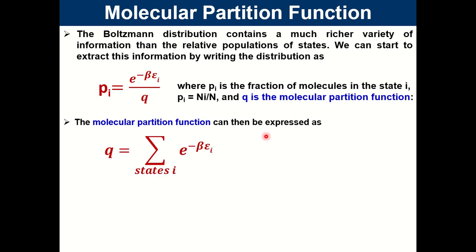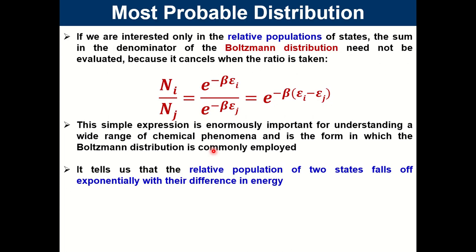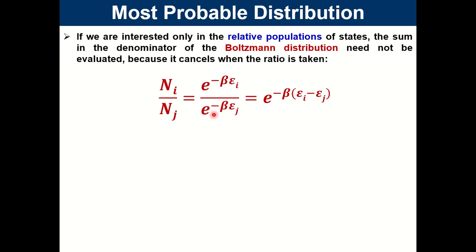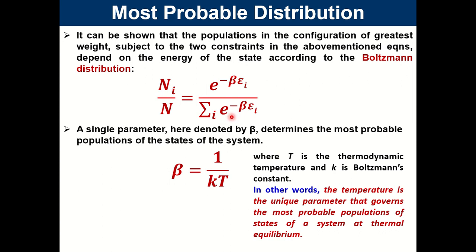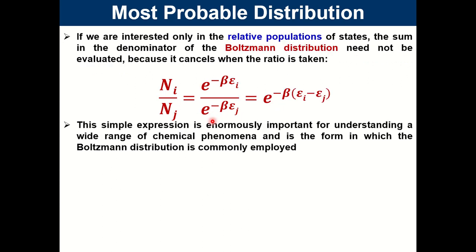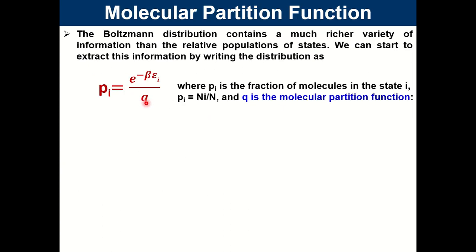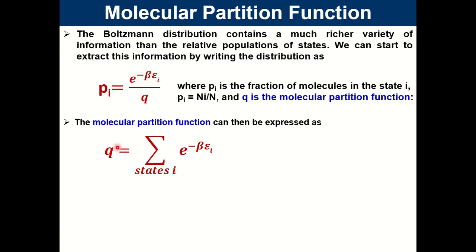and q is the molecular partition function. This molecular partition function is denoted as q, the summation over i of e to the power minus beta epsilon i. So we are correlating over here. You can see that we are taking the summation of this term over different energy states. So that has been hidden here.